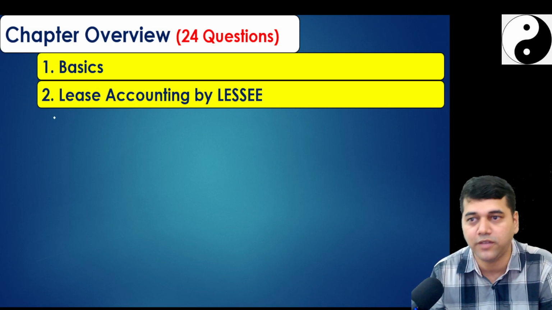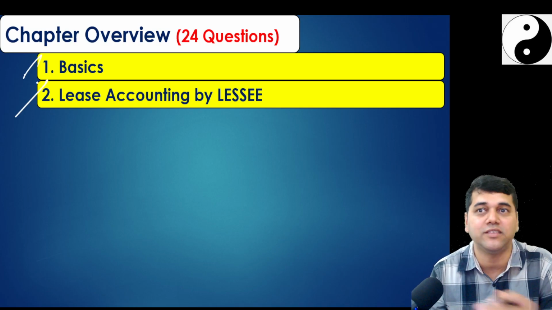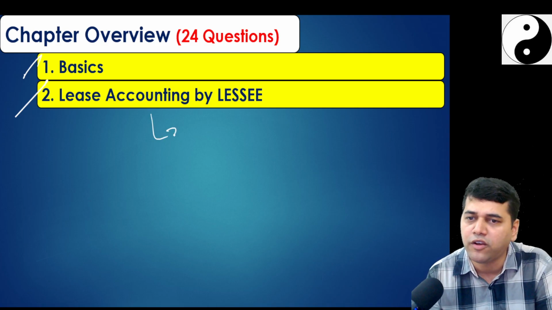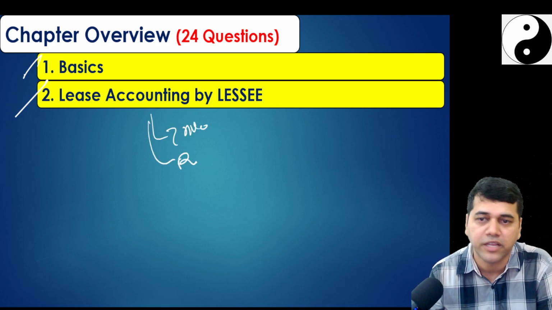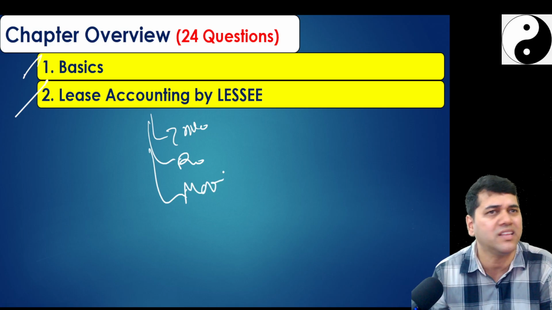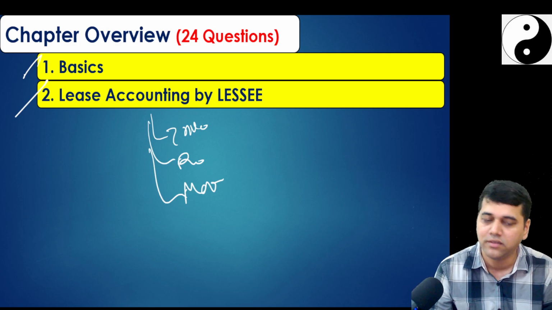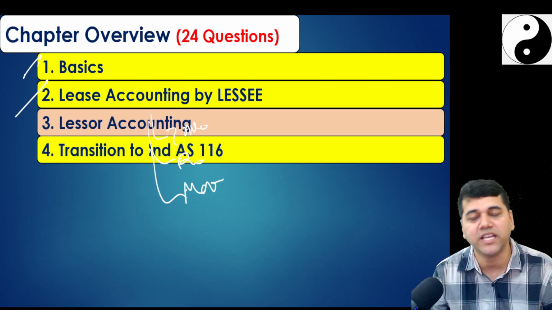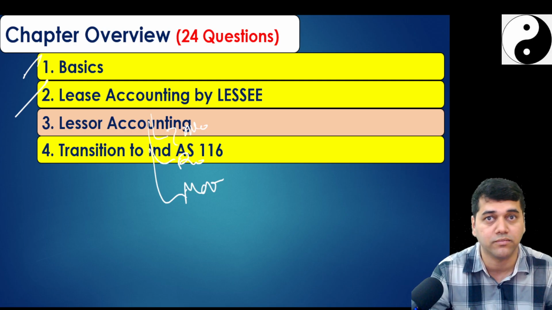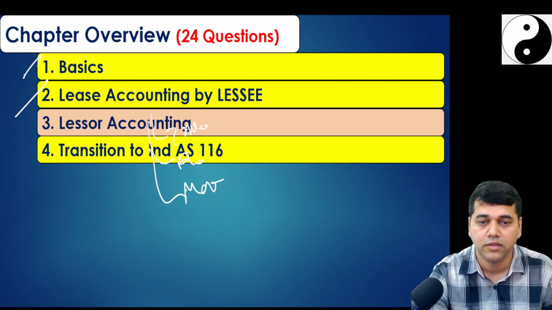Yes, with this we are totally complete with the lessee form of accounting. In lessee, we have got normal, we have got remeasurement, we have got modification. Other than that, we don't have anything at this point of time. No other headache. So now we can check into the lessor's accounts. And two more aspects, transition, one problem, one or two.